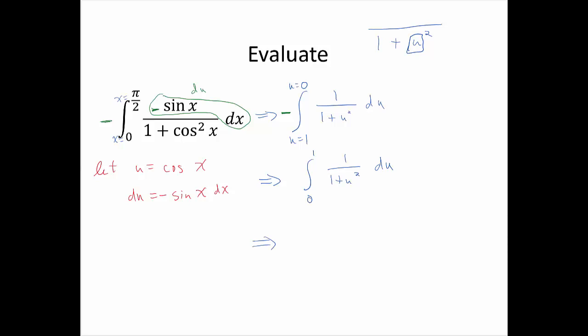Alright, so now we have then the antiderivative of 1 over 1 plus u squared. Well, that's just tangent inverse u, evaluating from 0 to 1. And so then this becomes tangent inverse of 1 minus tangent inverse of 0. The angle whose tangent is 1 on negative pi over 2 to pi over 2 is pi over 4. The angle whose tangent is 0 is 0. And so then this becomes simply pi over 4.